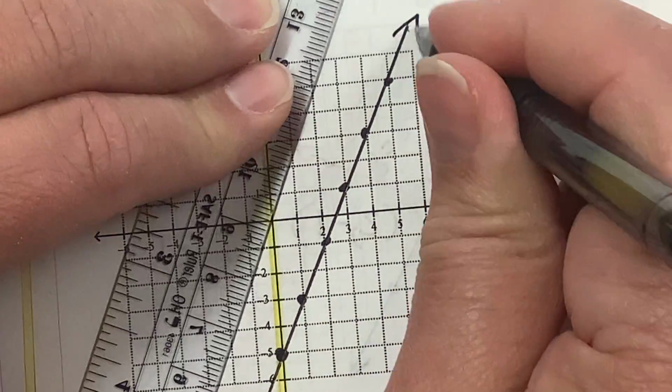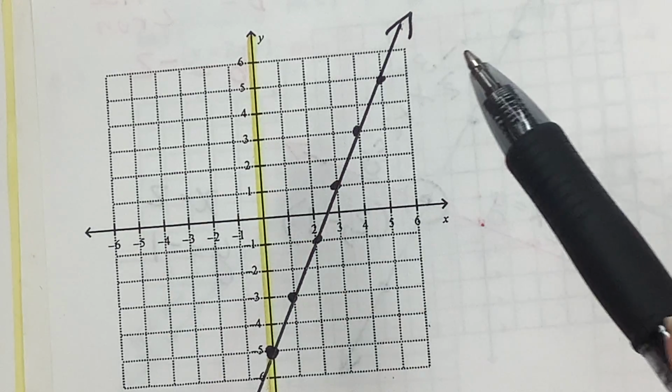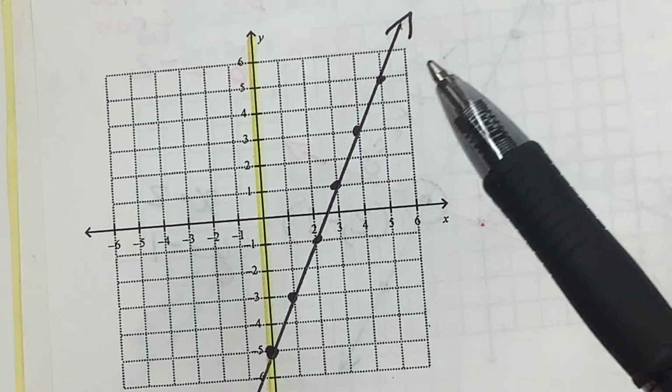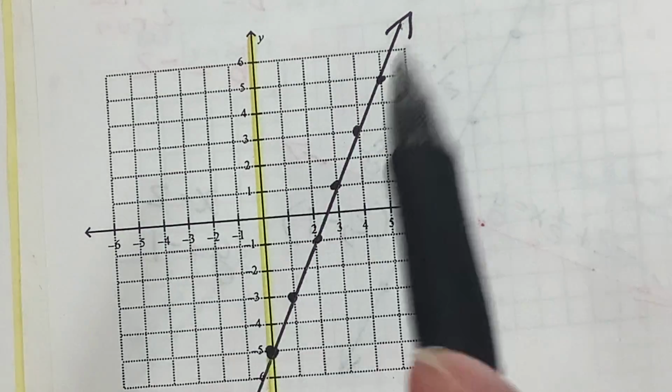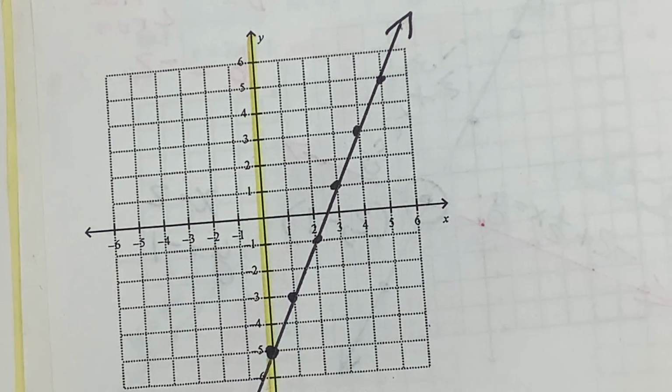The reason you have to go across the whole grid is you don't know where the other line is going to go. It could go anywhere. So it has to be all the way across the grid to make sure that your lines cross and you have a solution to your system.